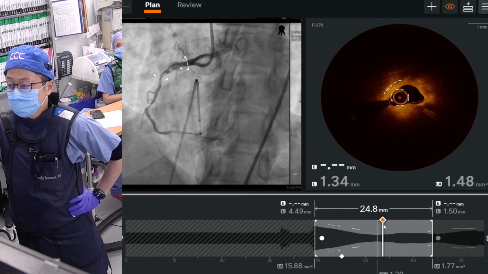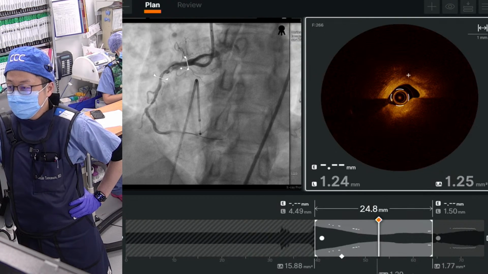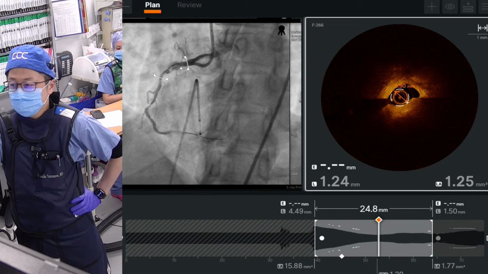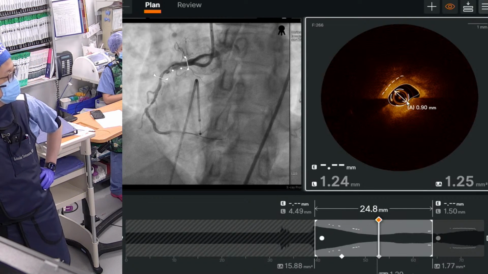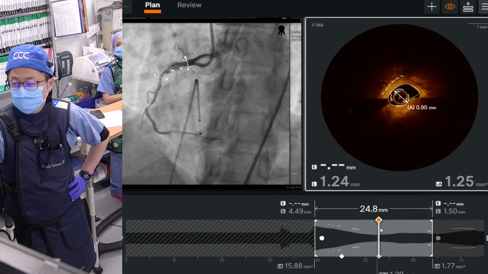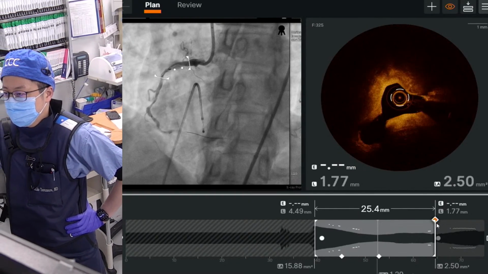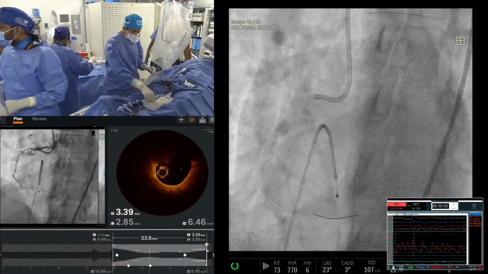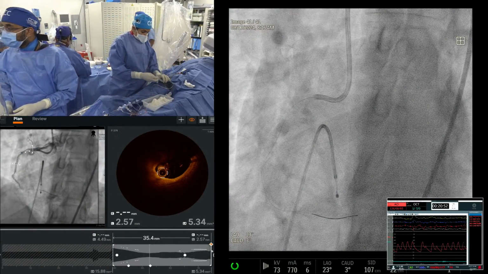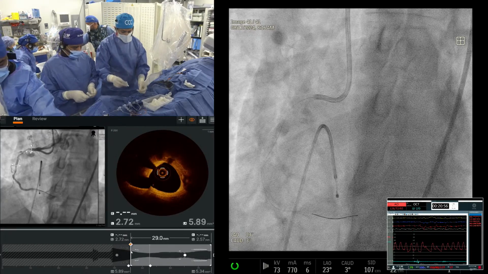Yeah, sounds good. So now come to the tightest part. It says lumen is 1.2 average and minimum is 0.9. It's very tight, obstructive. 0.9 is the MLD. Very tight. Okay, let's get the rotor ready. So I guess based on this, we have to do 1.5. Yep, 1.5, absolutely, since MLD is 0.9. Excellent images.